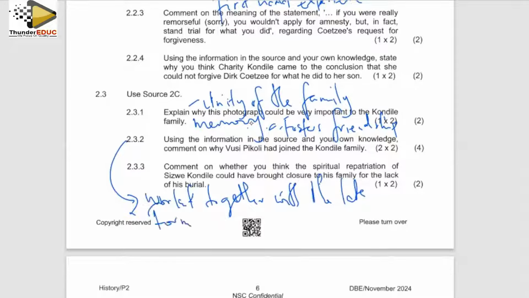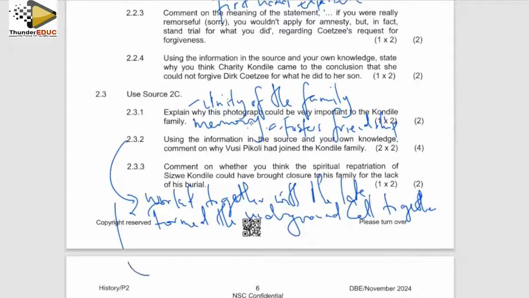They formed the underground cell together with the late family member. It was Vusi who was there again when they formed the underground movement. And also, we can say why he was there. We can talk of him being a friend, a close friend. Besides being a workmate, he was a close friend to the late. Then his presence was justified.